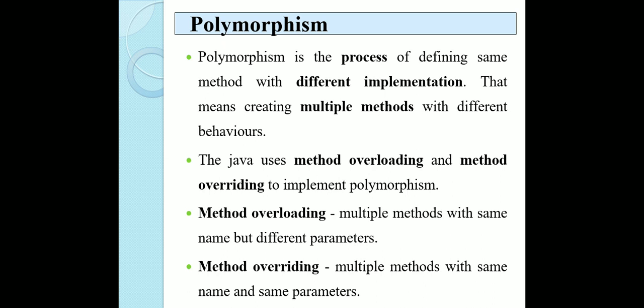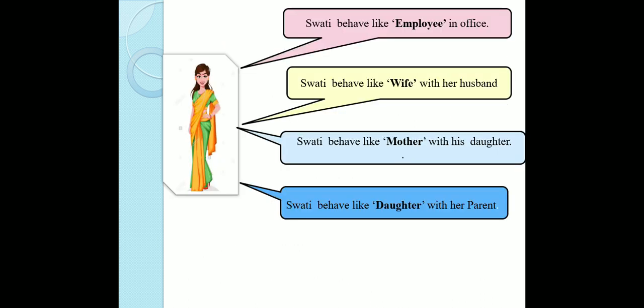And the next is polymorphism. Polymorphism is the process of defining the same method with different implementations. That means creating multiple methods with different behaviors. Poly is a Greek word and morphism means many forms. Here Java uses method overloading and method overriding to implement polymorphism. Method overloading is multiple methods with the same name but different parameters, and method overriding is multiple methods with the same name and same parameters.